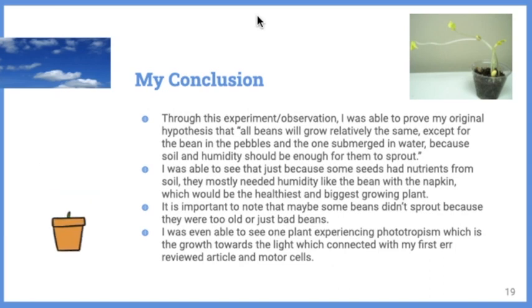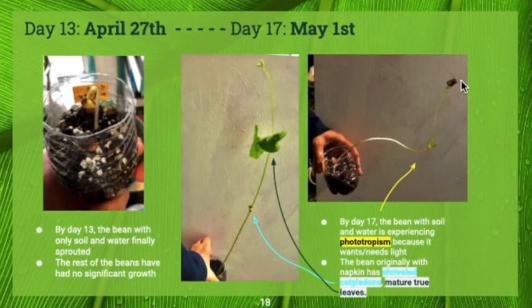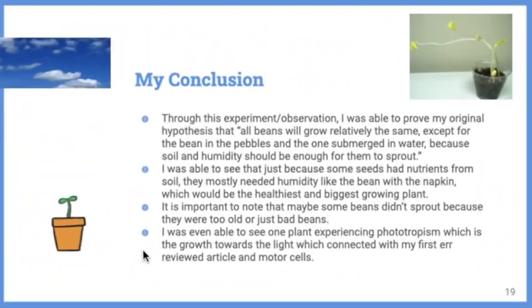It is also important to know that maybe some beans didn't sprout because they were too old or they were just bad beans. I was even able to see one plant experience phototropism, which is where the growth of a plant starts to go toward light, which is what you could see here. It was starting to go towards the window instead of straight up like the one that was by direct sunlight. And that was all that I was able to get for my experiment.